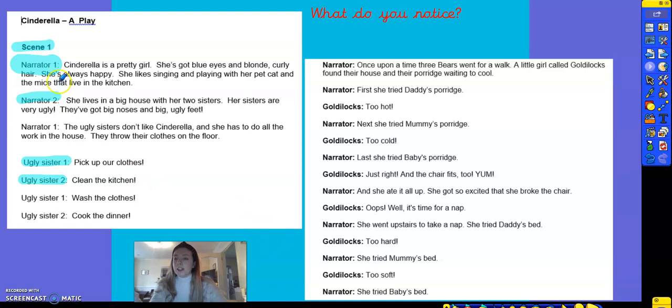Narrator 1. Cinderella is a pretty girl. She's got blue eyes and blonde curly hair. She's always happy. She likes singing and playing with her pet cat and the mice that live in the kitchen.